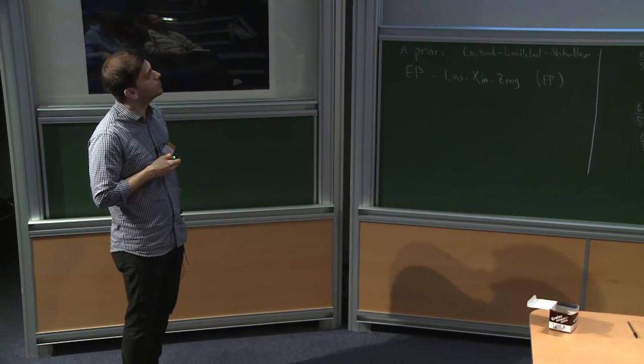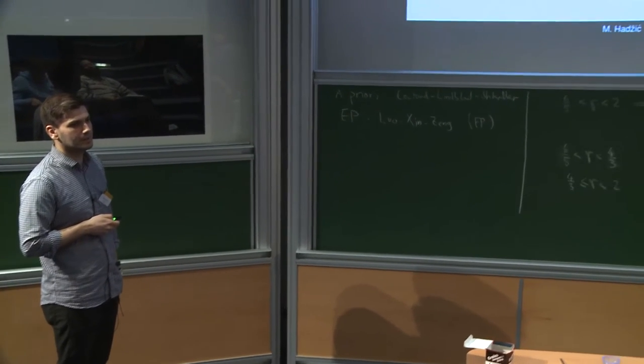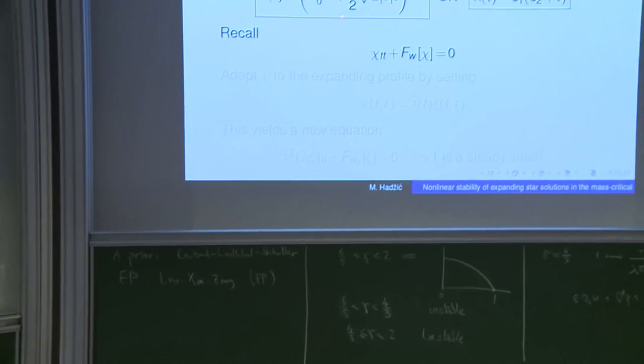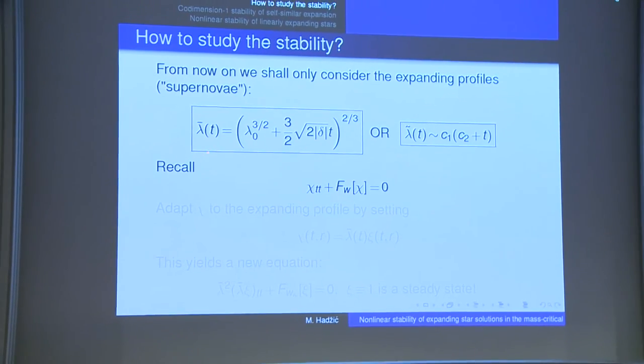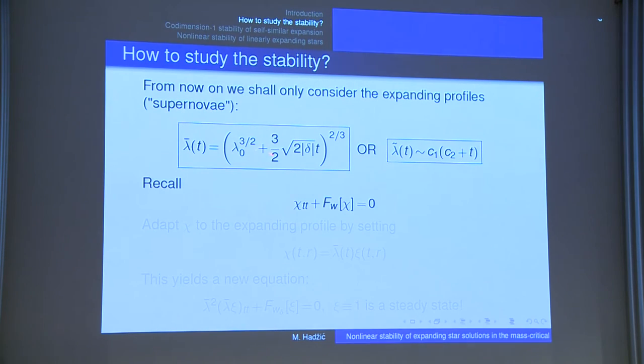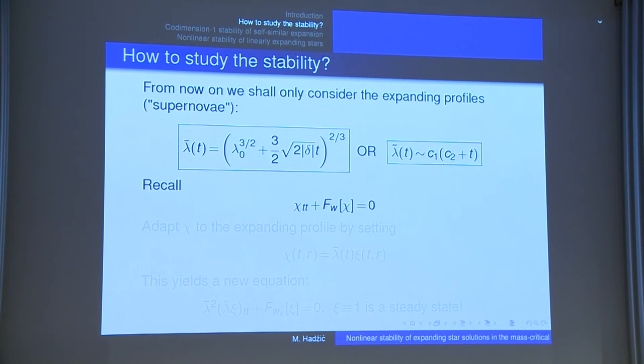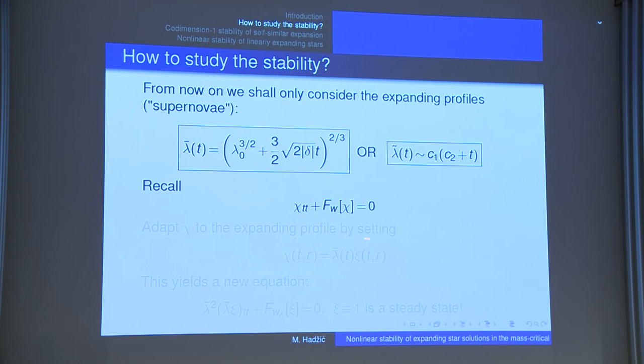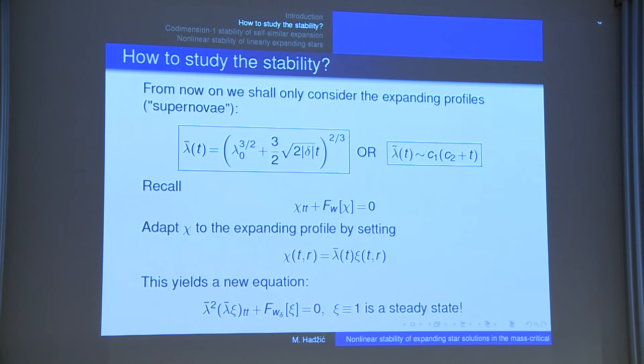So, part two, how to study the stability of the expanding guys. This is the formula that Frank, I believe, asked me about. This is the explicit formula for self-similar expansion, whereas you don't have explicit formulas for the linear expansion. They are sort of approximate, but to the leading order they are just this. So from now on, I will focus only on the expanding profiles and perhaps pompously call it supernova, but let's just say expansion. And I want you to recall that they satisfy a wave equation of this type, and Fw is some second-order operator.